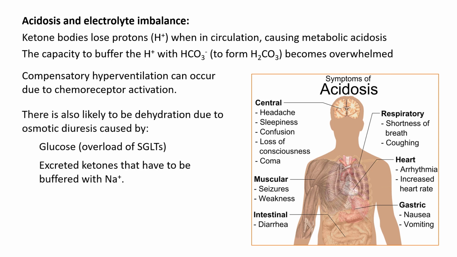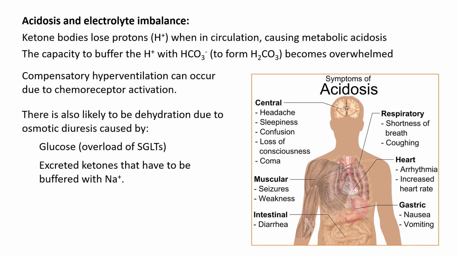And going back to where we started with our signs and symptoms, there is also the potential for dehydration because of osmotic diuresis. So we talked before about those SGLTs that reabsorb glucose from the urine back into the circulation. They become overwhelmed, don't reabsorb the glucose, we get glucose in the urine, which creates an osmotic gradient and draws water so that we excrete more water, causing dehydration and hypovolemia.